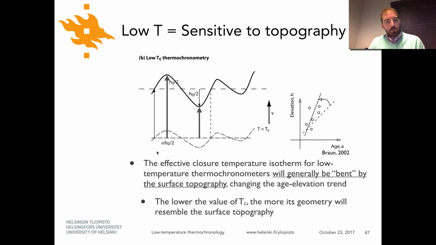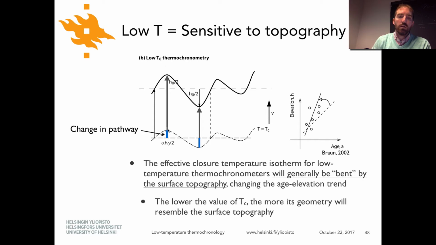With low temperature thermochronometers, what we see is that the shape of the closure temperature isotherm will be bent to follow the shape of the topography above. Not exactly, but it will be some kind of damped version of that topography. So here you can see, this peak is present, but it's not quite as high as the one at the Earth's surface. And so these lines that we had initially, these vectors that showed us rock traveling from this horizontal reference point up to the surface, will change a little bit in their length.